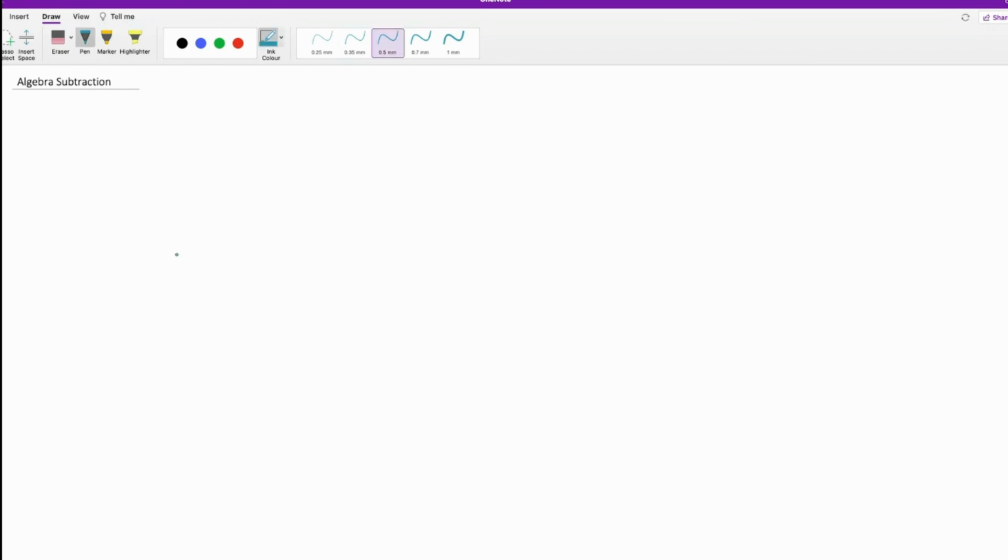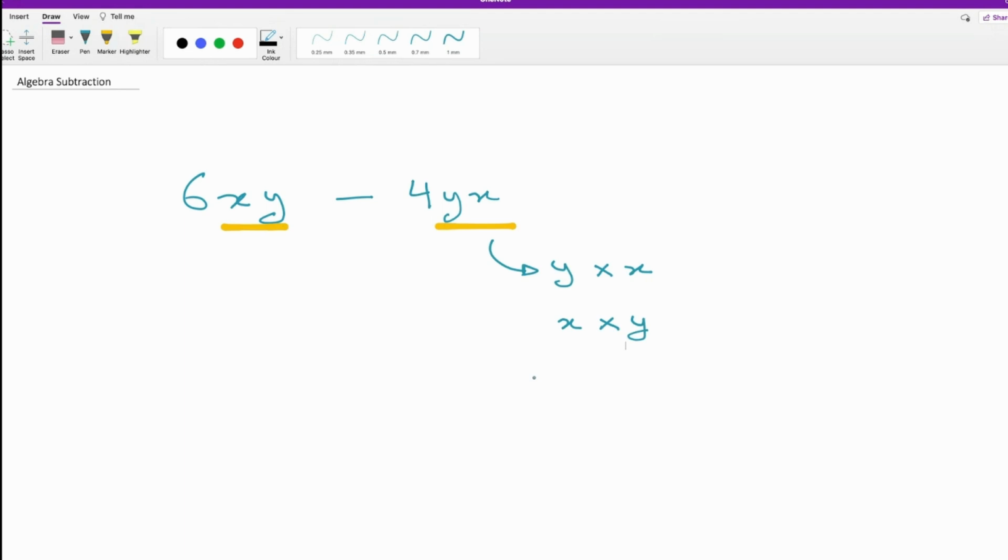Another question type looks at the following: 6xy minus 4yx. Now initially, these two may seem like unlike terms. However, what we need to keep in mind is that when we have pronumerals situated next to each other, it means that they're multiplying. So for example, yx is also y times x, and that is the same thing as saying x times y. So what we can actually do is flip those two pronumerals around.